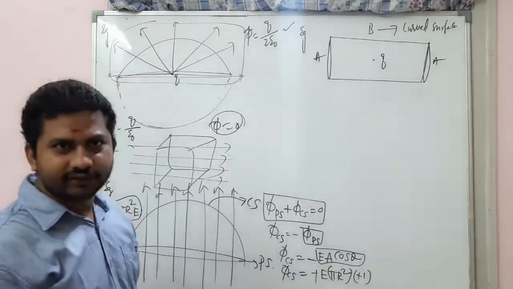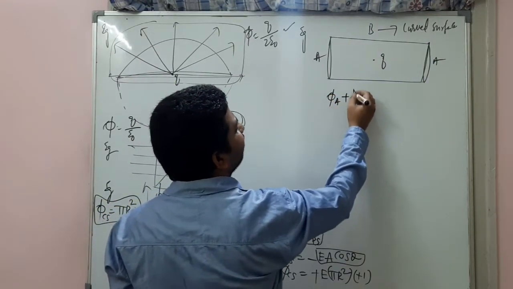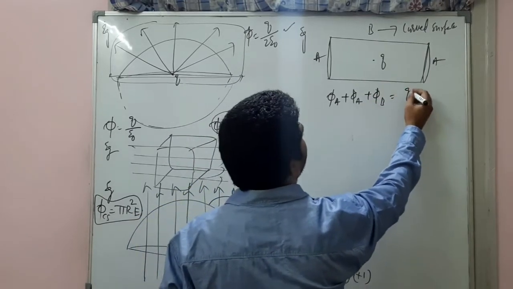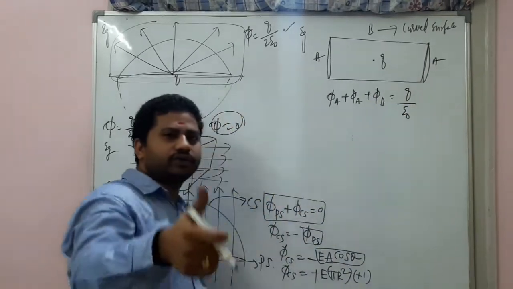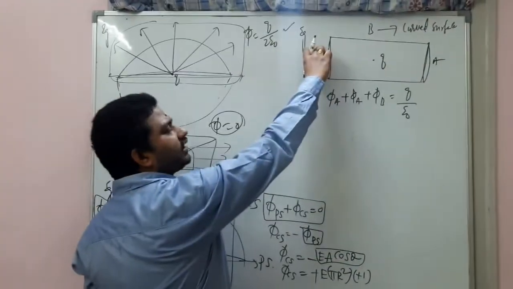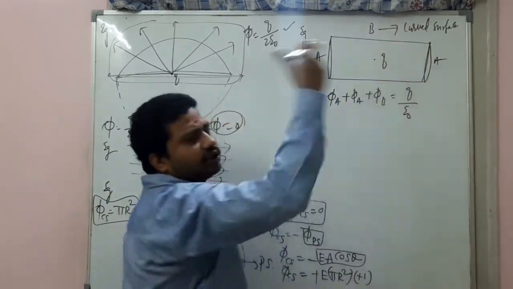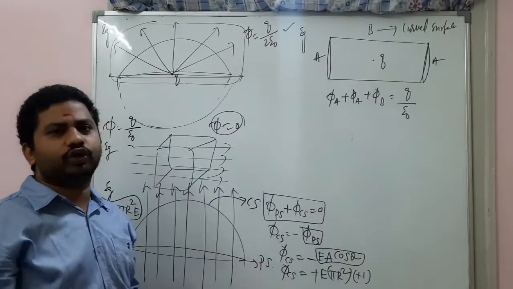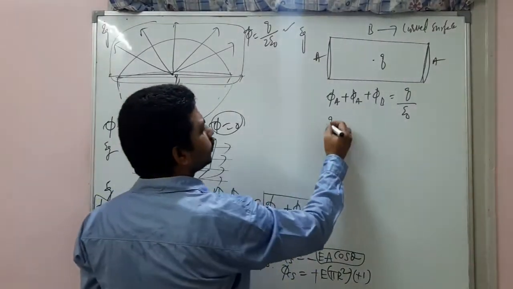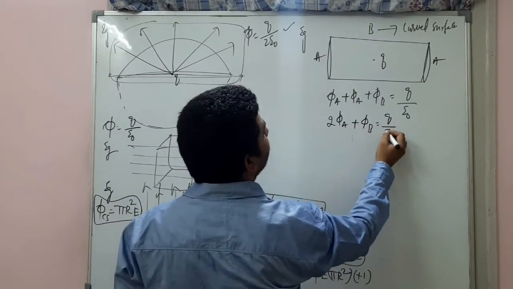Now the point is, the flux linked with A, plus the flux linked with the other A, plus the flux linked with the curved surface is equal to Q by epsilon naught. You all will agree? Tell me. The electric flux linked with A, with the other A, and with the curved surface, all together, that is Q by epsilon naught, the net flux. So this is 2 phi A plus phi B is equal to Q by epsilon naught.